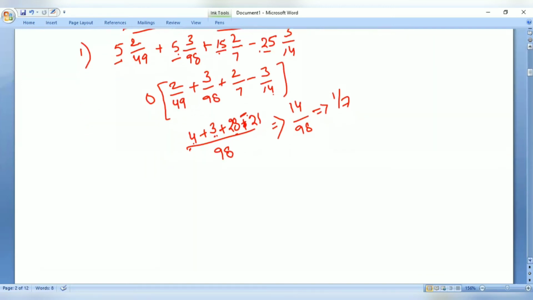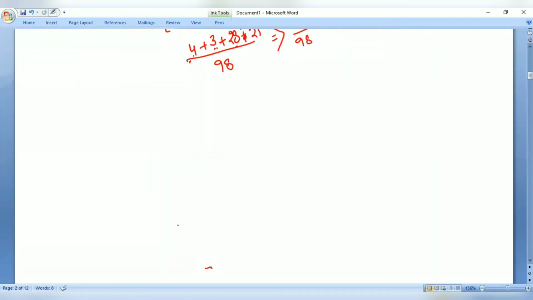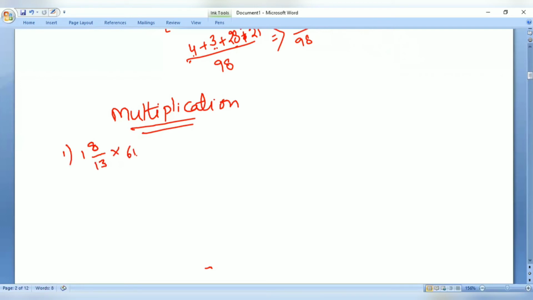Okay. Similarly, let us see the problems based on multiplication. Again, how to solve multiplication based questions in fractions. So here, let us take a problem. 1 8/13 into 62/3 divided by 2 plus 97 plus 79. If you are asked to calculate this value, how are we going to solve this?